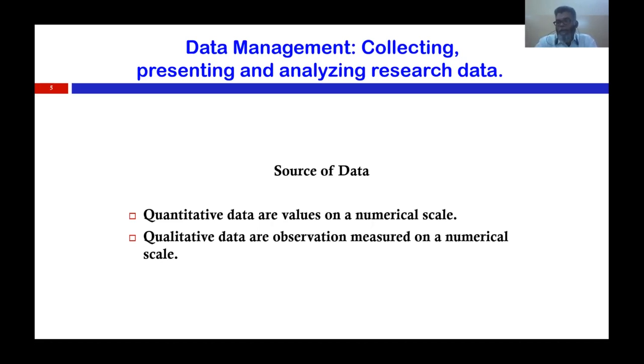Whereas for qualitative data, if I am asking about your character, I cannot tell that you have a 20 kilo character, you have a 40 kilo character. I can tell you your character is either good or bad. Am I correct? So qualitative data indicates observations not measured on a numerical scale, or in other words, it is properties or attributes in nature, whereas for quantitative data, there is a value on a numerical scale.